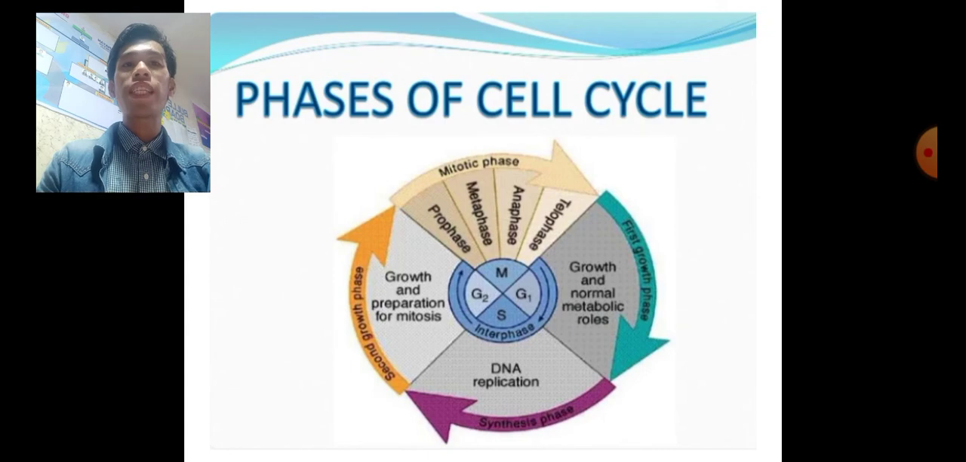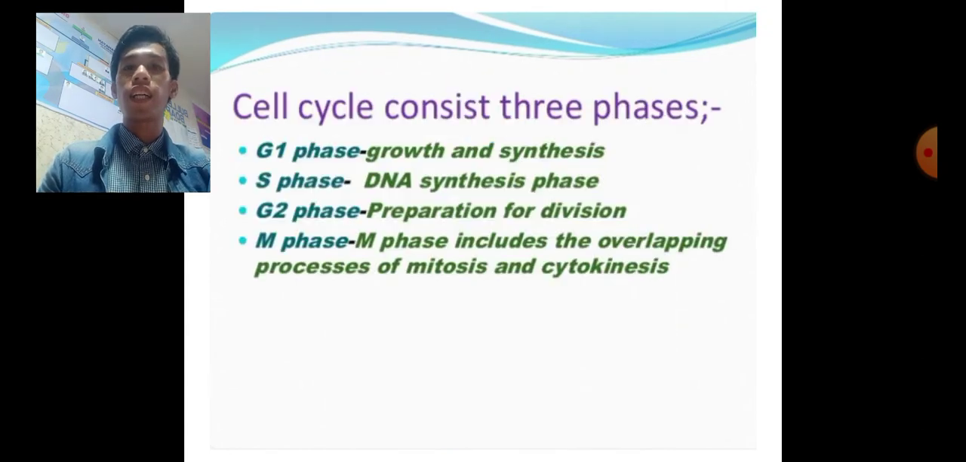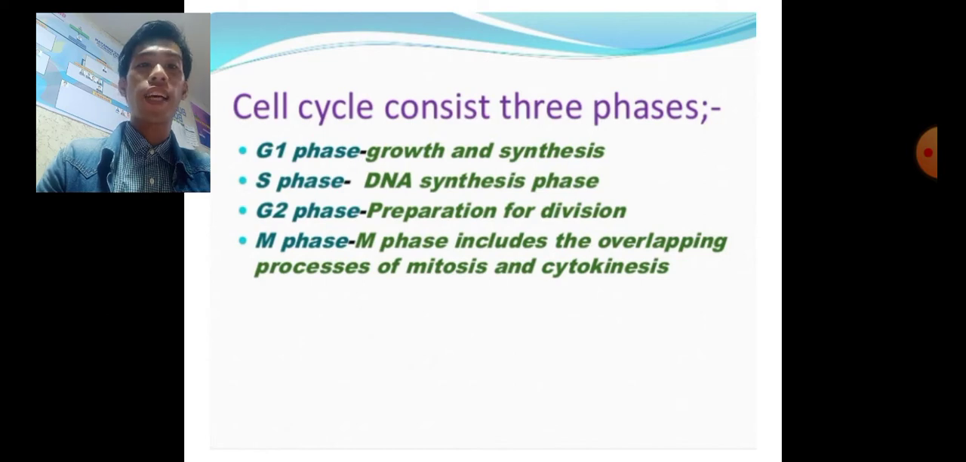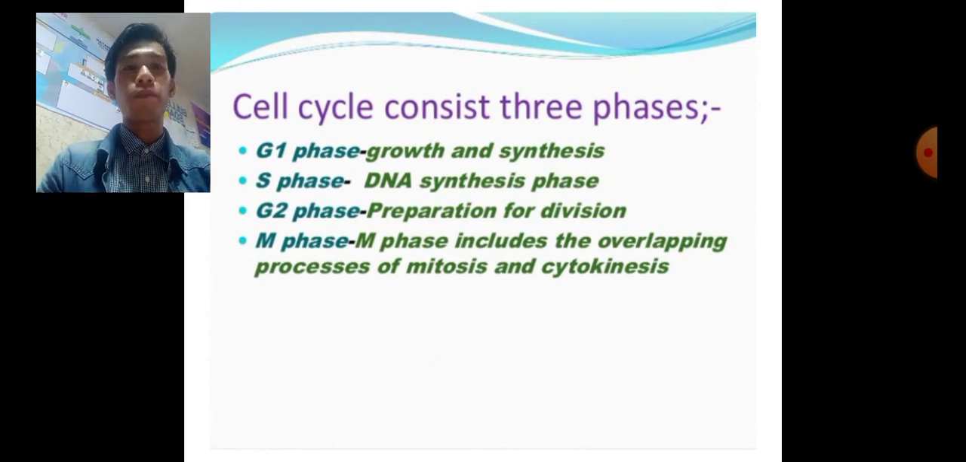So, the different phases of the cell cycle rather. The cell cycle consists of phases. We have here the G1 phase, which includes growth and synthesis. Then the S phase is the DNA synthesis phase, and the G2 phase is the preparation for division. And we have here the M phase, which includes the overlapping processes of mitosis and cytokinesis.